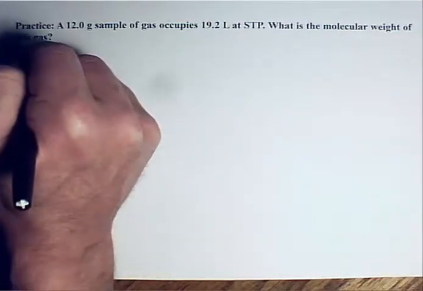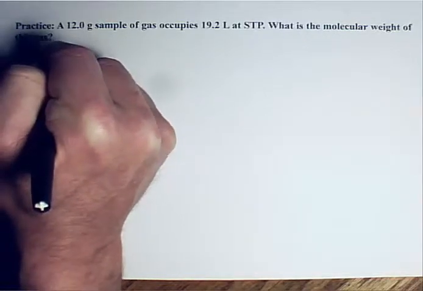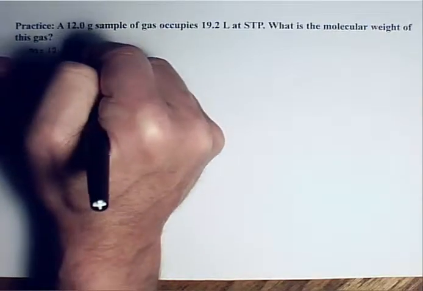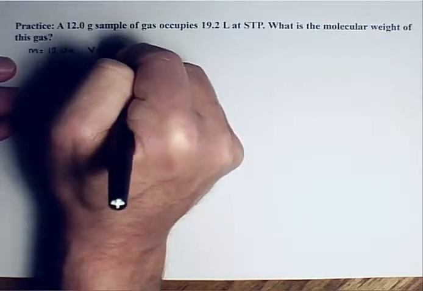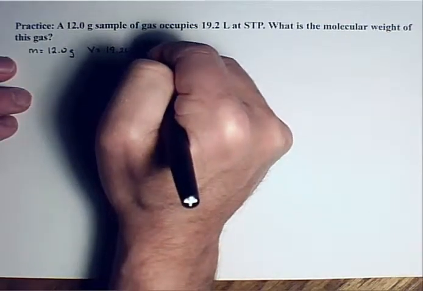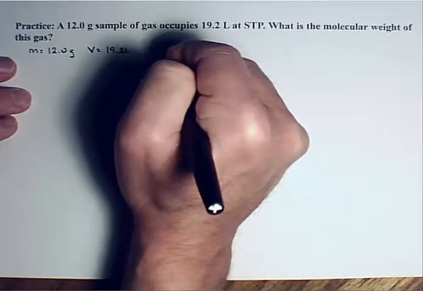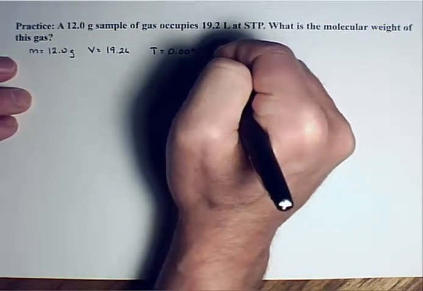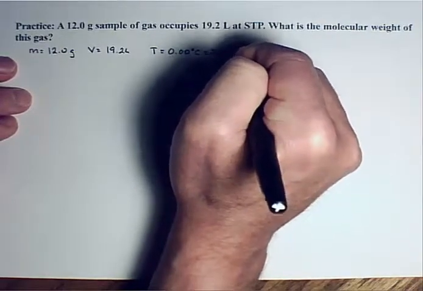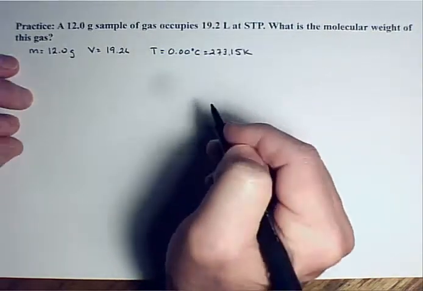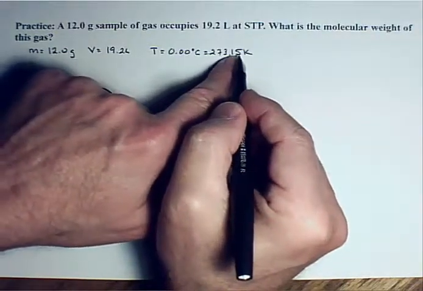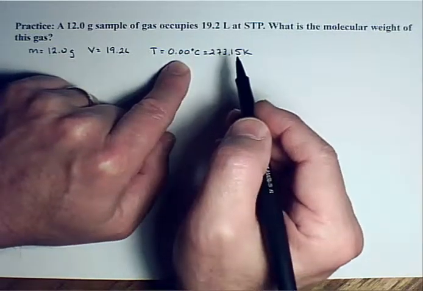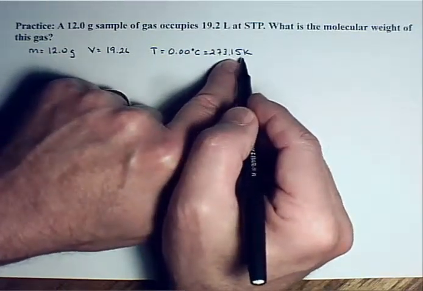So let's make our list of knowns and unknowns. We know the mass of this gas is 12.0 grams. We have a volume of 19.2 liters. We have STP. So the temperature then is going to be 0.00 degrees C, and that is 273.15 K. So we don't have to calculate that, all right? And I can keep that 5 on the end here because this is an absolute number. It's like I can put as many zeros as I wanted to, all right? So I don't really have to calculate Kelvin.